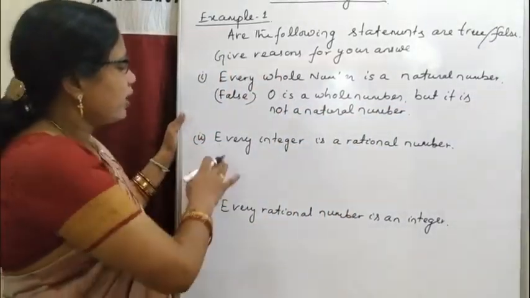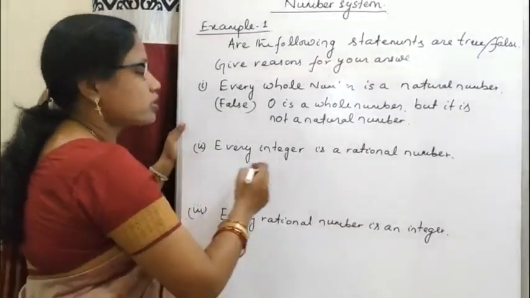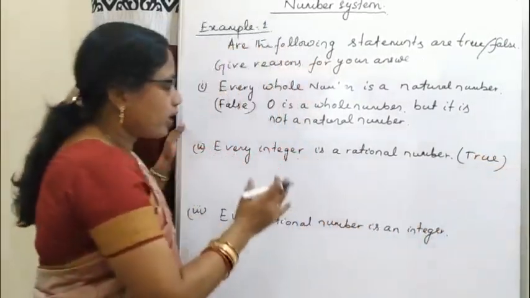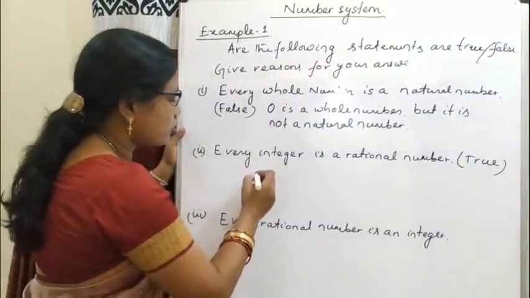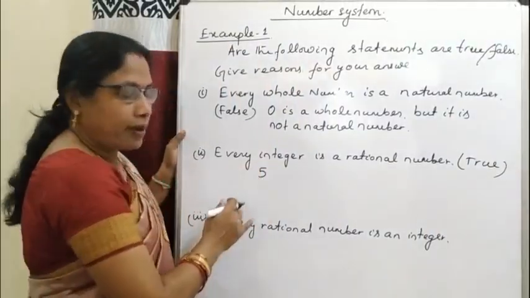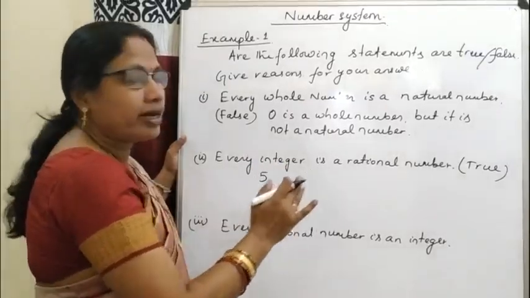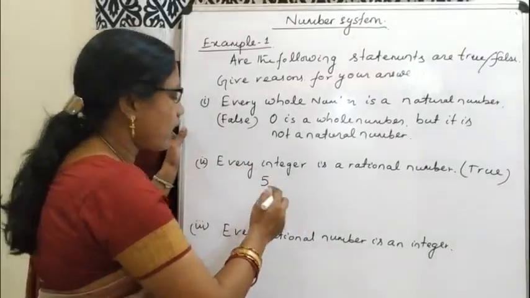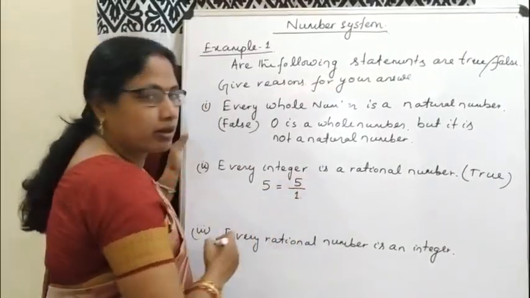Second statement, every integer is a rational number. So this is true. So this statement is true. Why? Every integer, you can take any integer. So I am taking 5. 5 is an integer, but it can be represented in the form of p by q. That means it is a rational number. How? 5 can be written as 5 by 1.